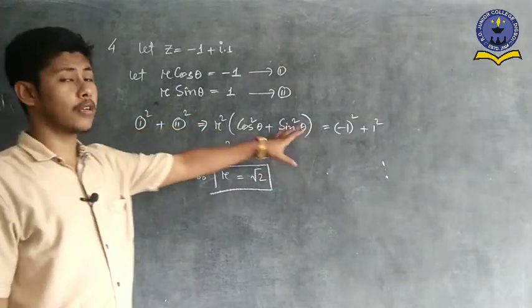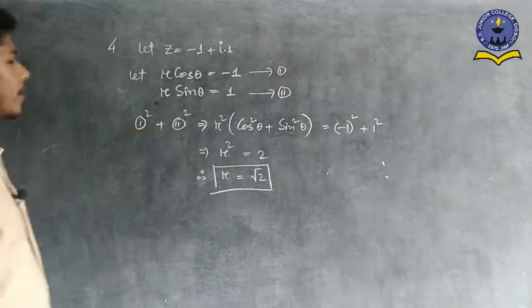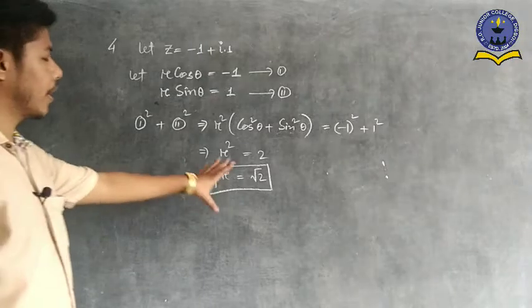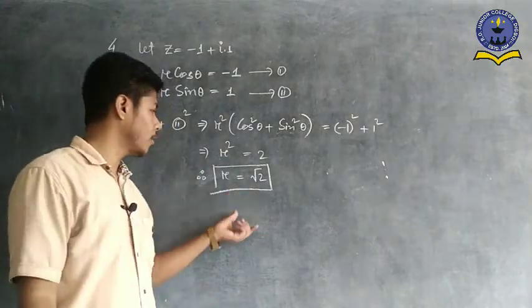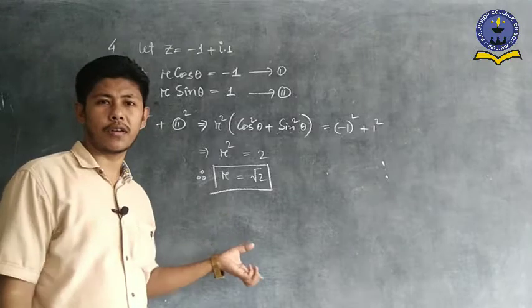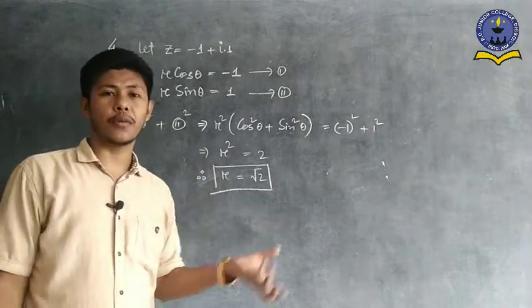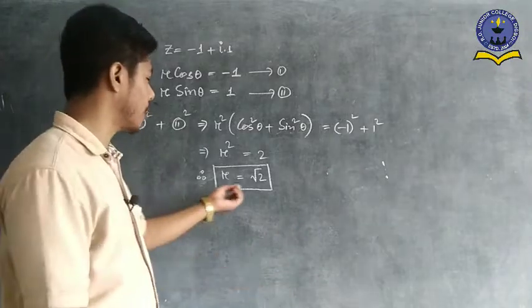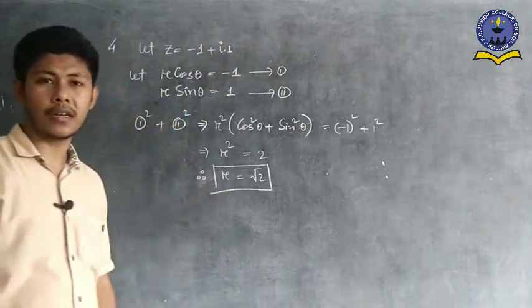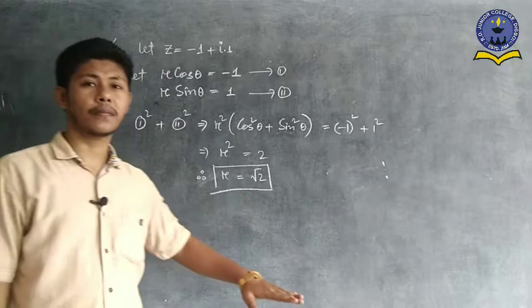R square cos square theta plus sin square theta, and if we calculate this, finally we get the value of r equal to root 2. Why do we choose the positive value? All of you know this already, I told you here. Because it is the modulus of z, a positive value, so negative is not possible. Is it clear? So this is the value of r.